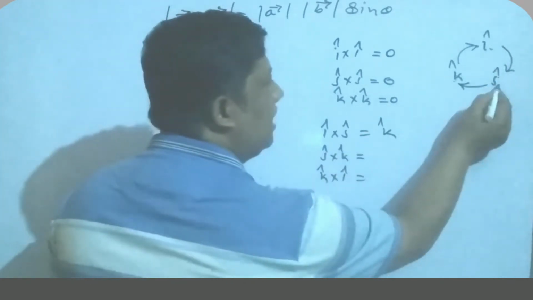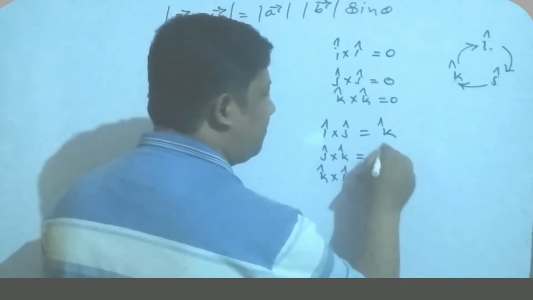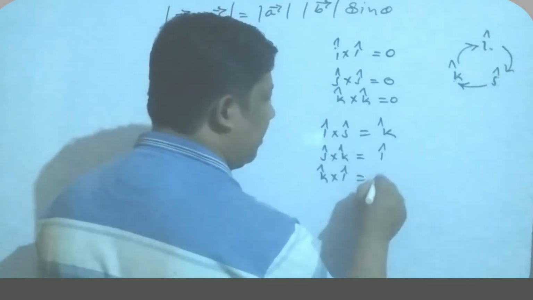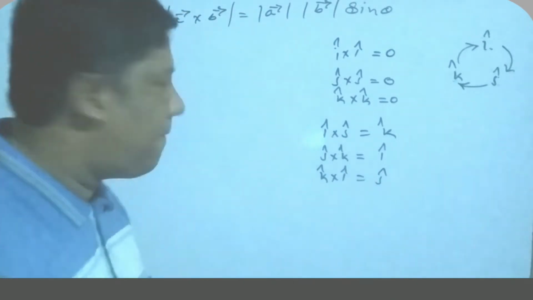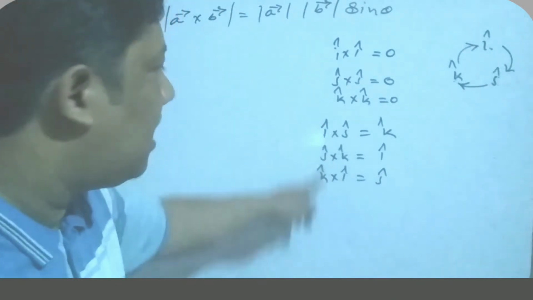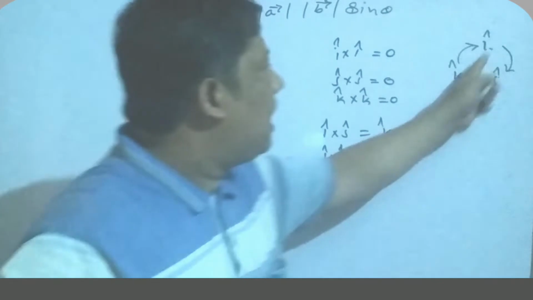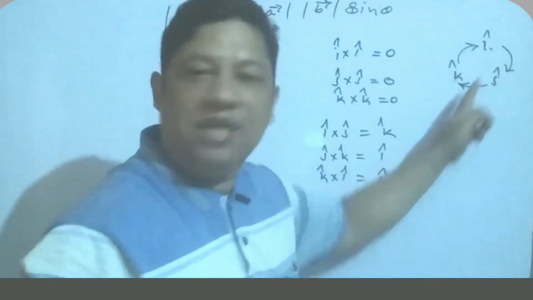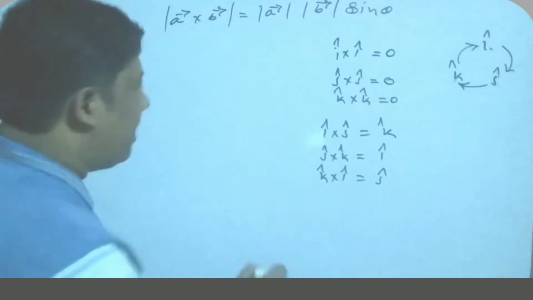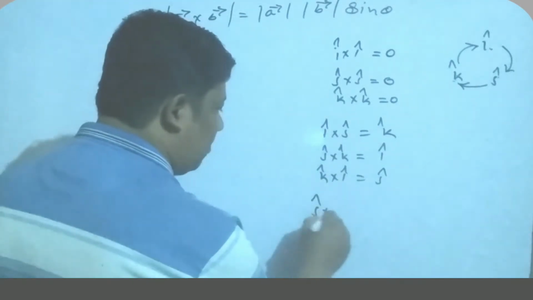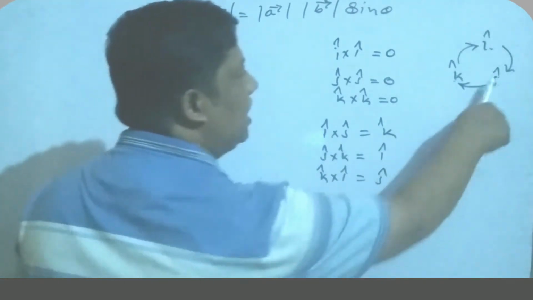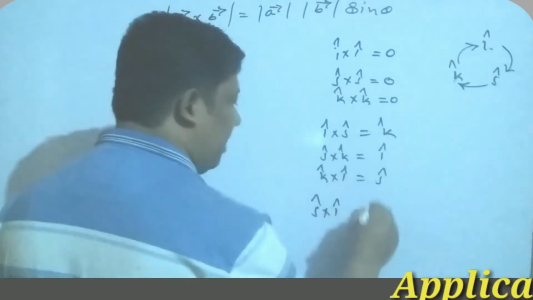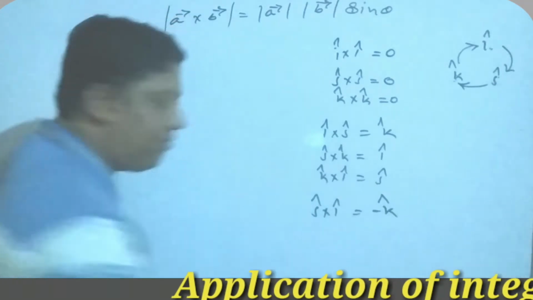J cross k, I get I. K cross I, I get j vector. So my students, all the vectors are like this. I cross j, I get k. K cross I, I get j, like this. That means if you write j cross I, then it is the anti-clockwise. In this case, you have to write minus k.